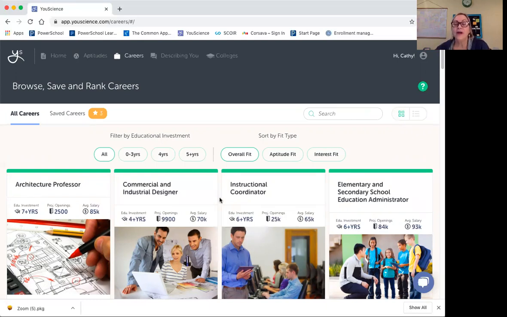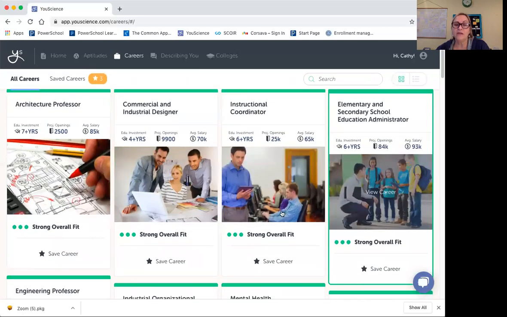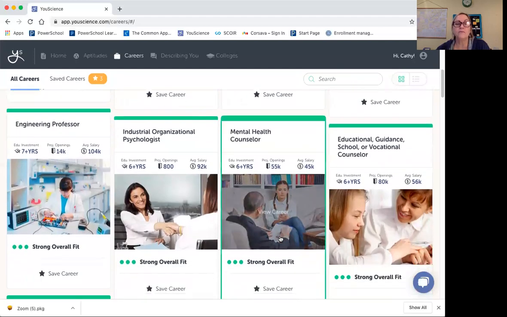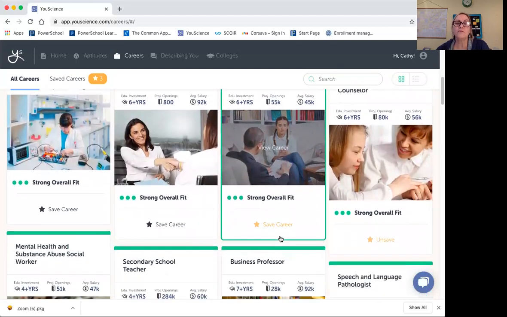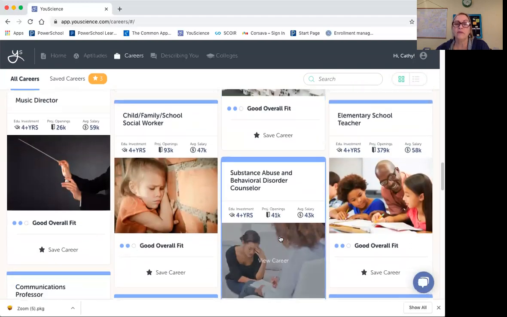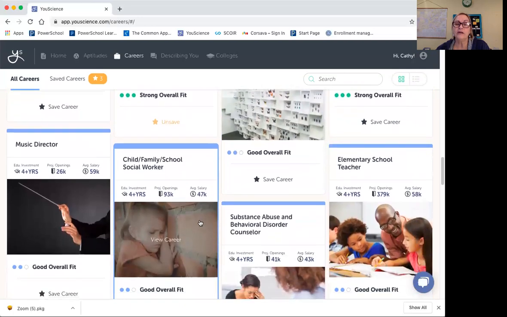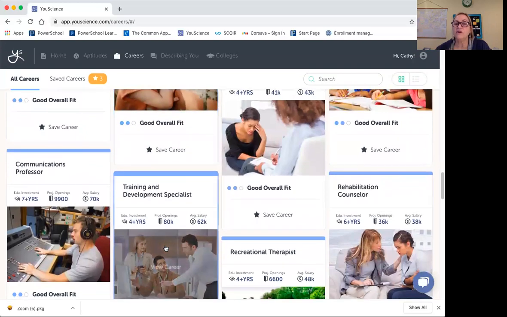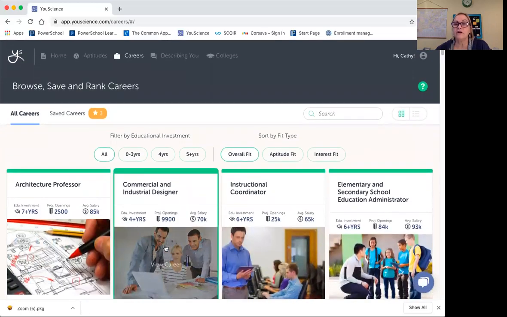And so I'm not going to go through them all, but you can see that the ones that are banded in green at the bottom say strong overall fit. Those are all ones that for your aptitudes and for your interests seem like they might be happy fits for you. You can see I've run out of green and now I'm down in blue, and the blue ones are good overall fits. It continues on until, down at number 500, is a job that's not for you. And these can be filtered by how much schooling they need.